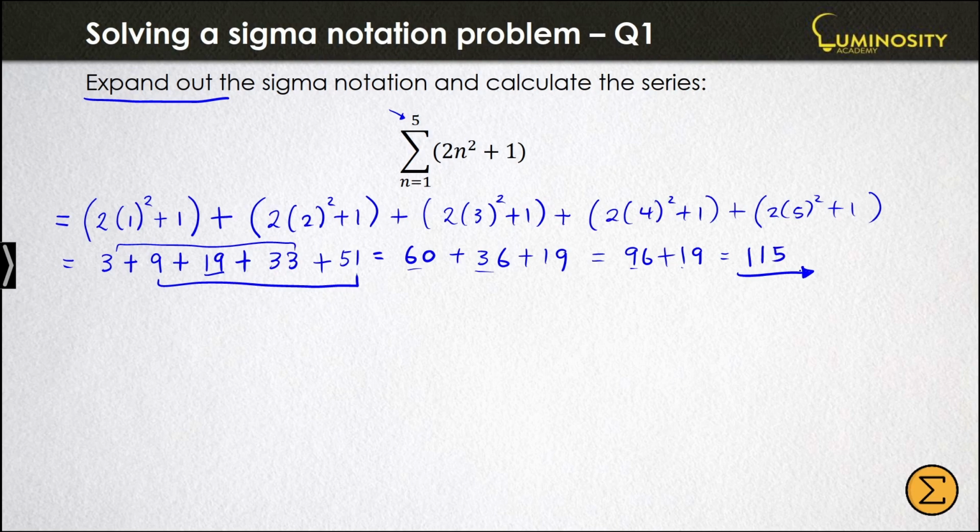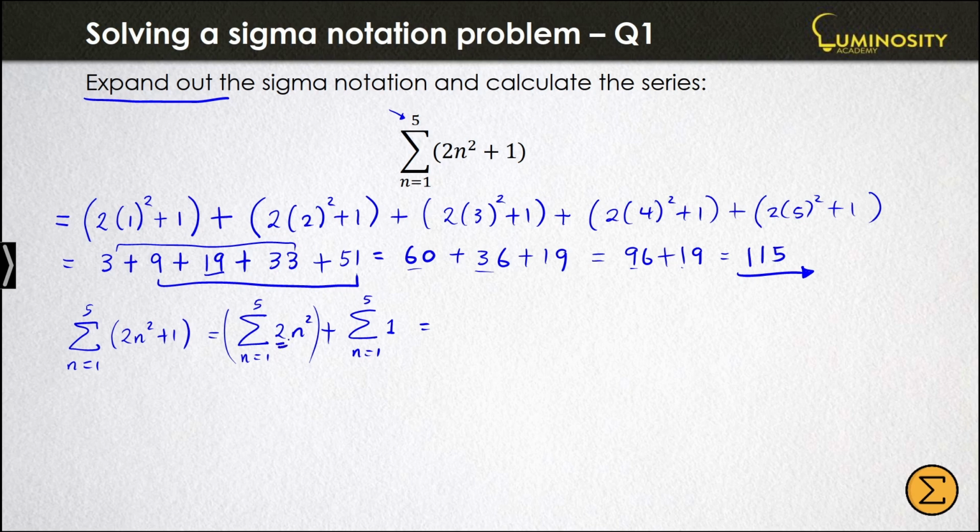The other way I could have done it is first use the sum law, which says I can break apart that general term in brackets, 2n squared plus 1, as follows. I can take it as the sum from n equals 1 to 5 of 2n squared, plus the summation from n equals 1 to 5 of just 1. Then for this first term, I can use the constant law by bringing this constant 2 outside. So 2 times the sum from n equals 1 to 5 of n squared, plus the sum from n equals 1 to 5 of just 1.